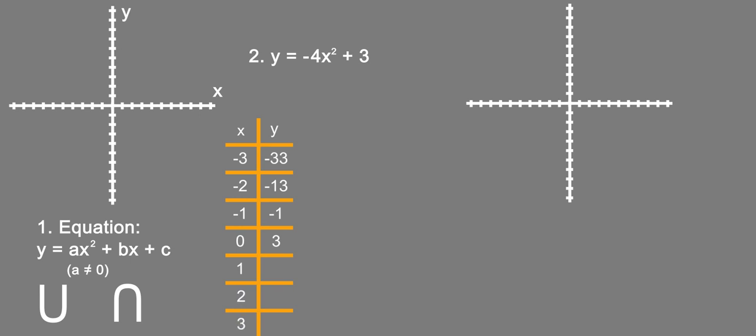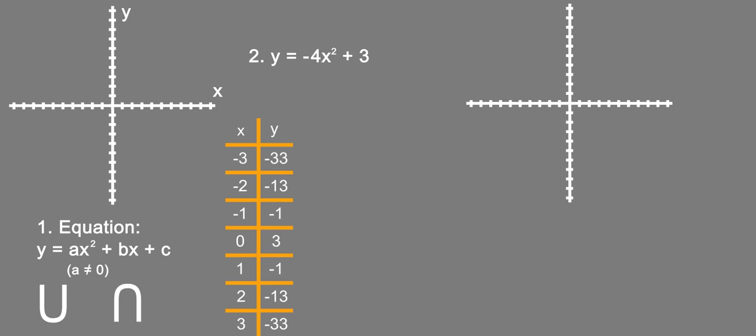And then 1, 2, and 3. We're going to end up with the same values we had for negative 1, negative 2, and negative 3, because the x is being squared. So at 1, it's going to be negative 1. At 2, it's going to be negative 13. And at 3, it's going to be negative 33.